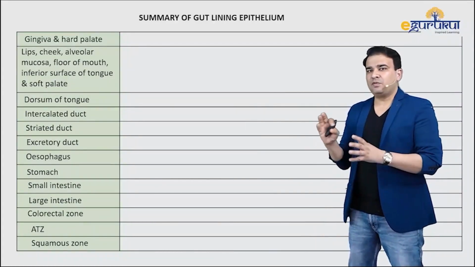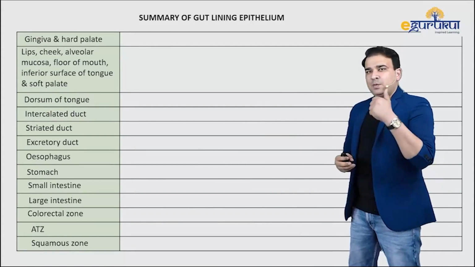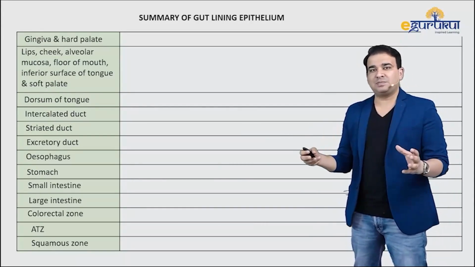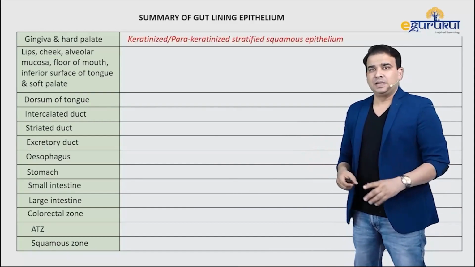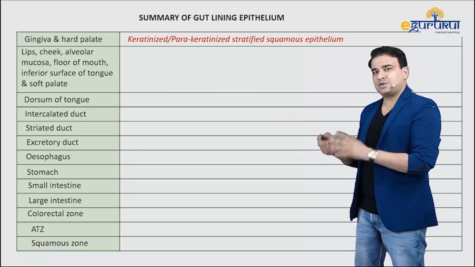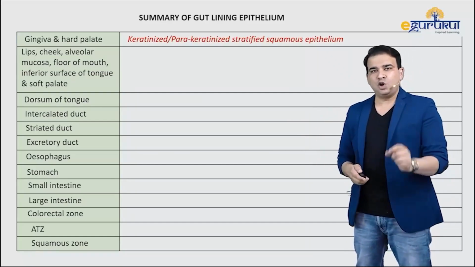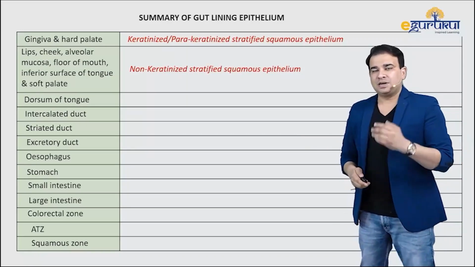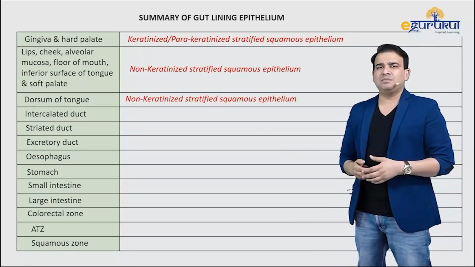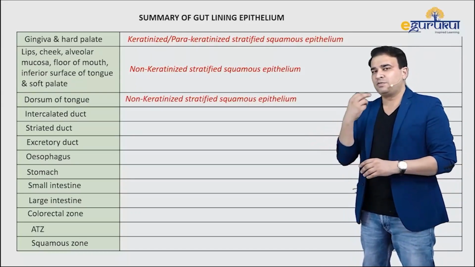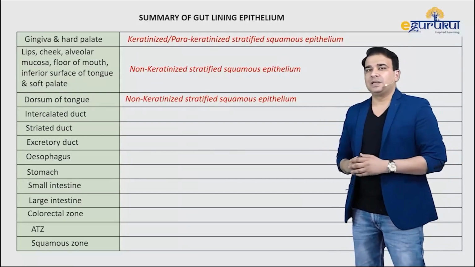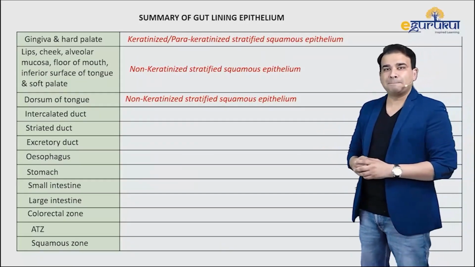So let us have a quick summary of what we discussed in the lining epithelium of the GIT. We said the gingiva and the hard palate, that is the part of the masticatory mucosa, had the stratified squamous epithelium, but that was keratinized. Then the lip, the cheek, the lower part of the tongue, soft palate, all this again had stratified squamous epithelium, but that was non-keratinized. The dorsum of the tongue, the special epithelium, is also non-keratinized stratified squamous epithelium. I hope you remember those two exceptions. One was the filiform papillae in the tongue and also the vermilion border of the lip, which have the keratinized stratified squamous epithelium.